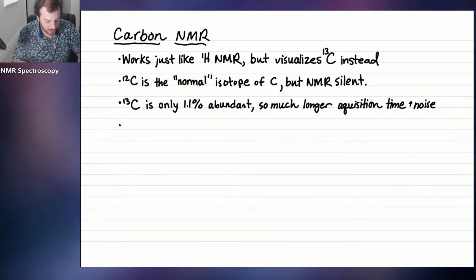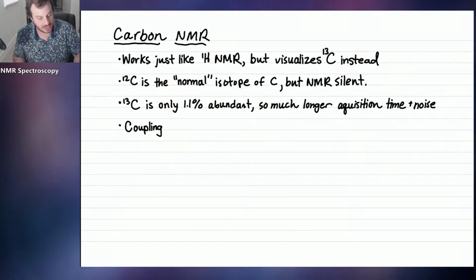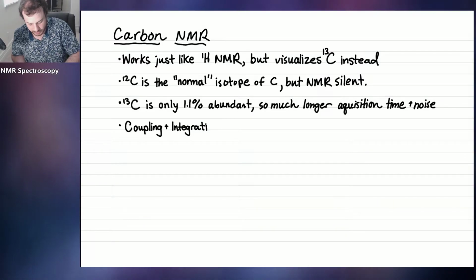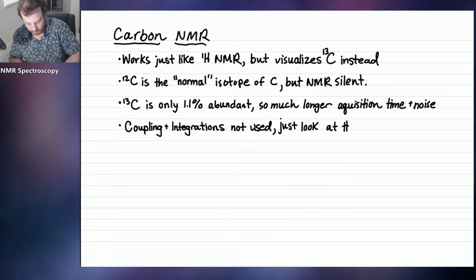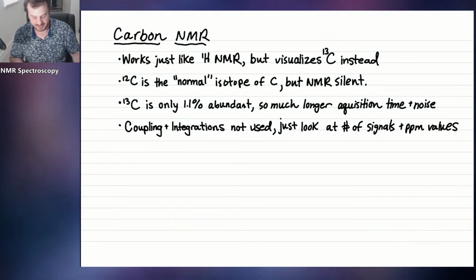Now, the nice thing about carbon NMR is you don't have to worry about coupling or integrations. So coupling, that is like doublets, triplets, there's none of that. Everything's a singlet in carbon NMR. And there's no integrations either. So we don't measure the area under the curve for carbon NMR. So really all we're looking at is the number of signals and the ppm. That is the position of the signals along the x-axis.